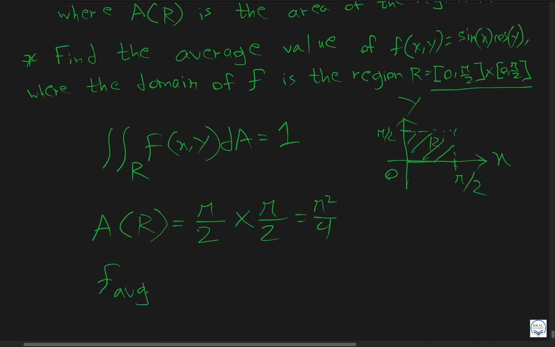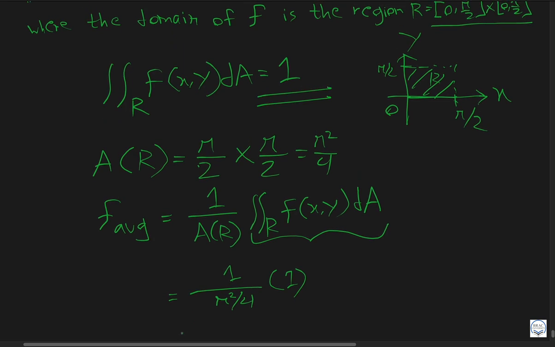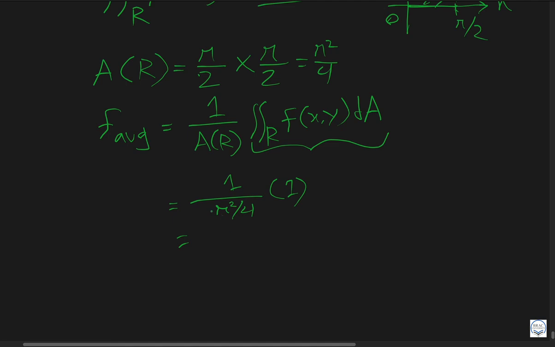Hence the average value of my function is equal to 1 by A of R. This A of R is just pi squared by 4, and this particular double integral is just 1 here. And so we just flip this over, we've got 4 by pi squared. This is our average value.